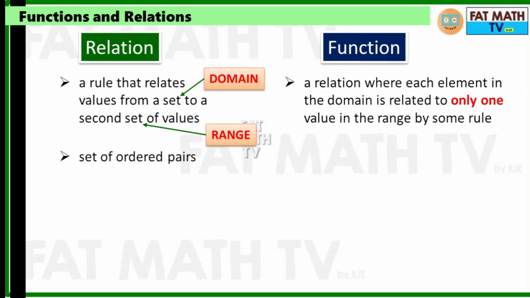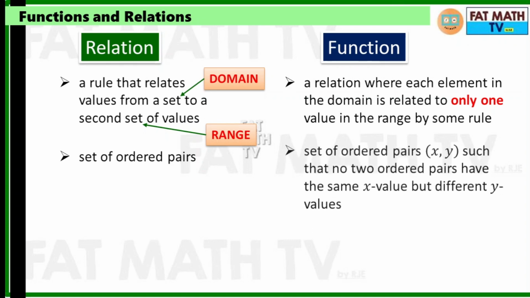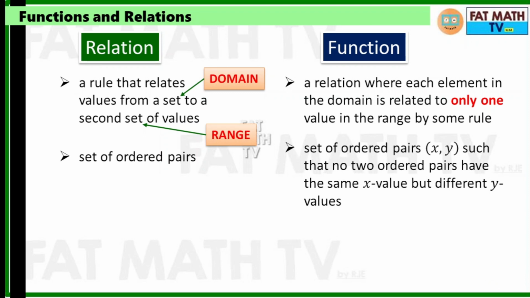A relation can also be interpreted as a set of ordered pairs, while a function is a set of ordered pairs such that no two ordered pairs have the same first value but different second values. Meaning to say, if your first component here is 1 and it's paired to 2, then you cannot pair 1 with other values anymore.